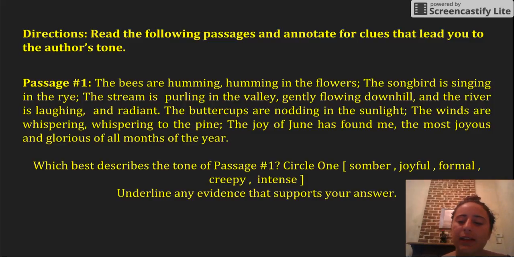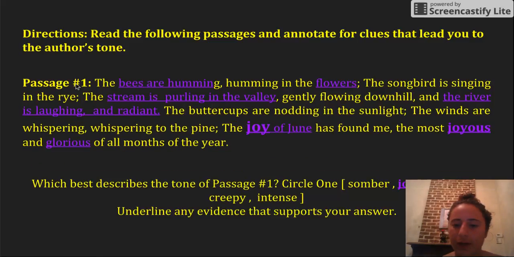So definitely the strongest tone to this one is pretty obviously joyful, right? If you just look at the clues the author gives us, first of all, says the word joy or joyous twice. And then just look, we see bees humming, there's flowers, it says this glorious valley, this beautiful month of the year. We can tell that the feeling of this is just happy.